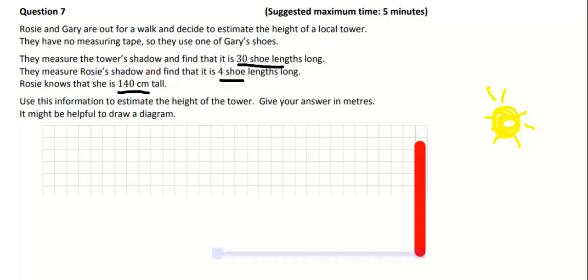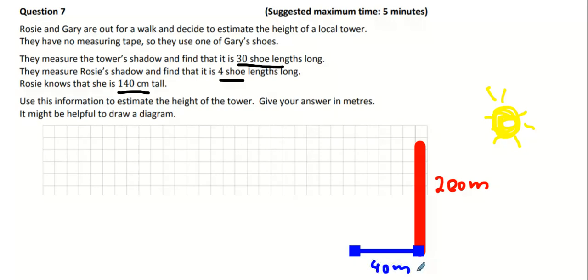Actually, it's usually better to draw the tower bigger than the shadow, so we'll do it this way. The tower is taller than the shadow in this case. Imagine, for example, the tower was 200 meters high and the shadow was 40 meters long.